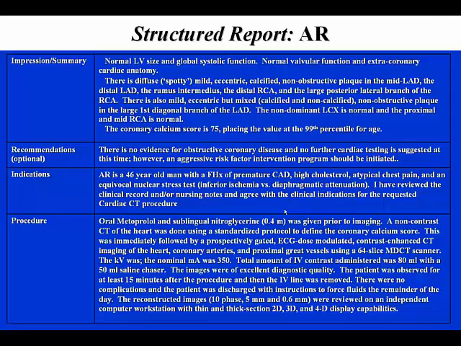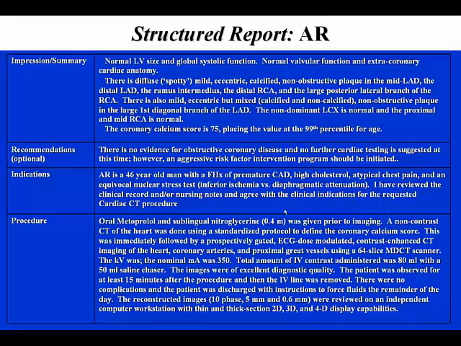Indications are given in the third panel, demonstrating this patient's individual history and the fact that the examiner has reviewed the clinical record and agrees with the performance of this examination. Finally, a brief note on the procedure, including the use of oral metoprolol for slowing the heart rate down and the use of sublingual nitroglycerin. A brief summary of the procedure as to whether it was done prospectively or retrospectively with respect to the gating technology, how much contrast was given, and what types of images were reviewed.